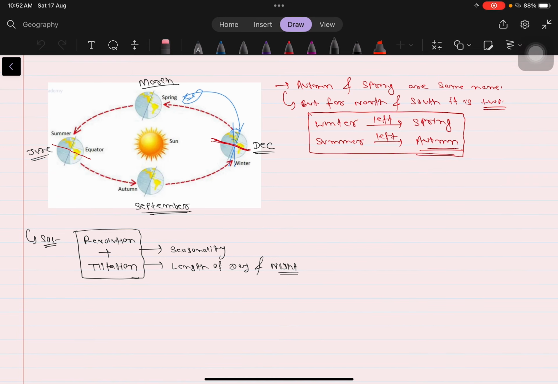So the seasonality, that is the change in season, and the length of day and night mainly depend on revolution plus the tilt of the earth. Without the tilt, this seasonality is not possible. So this is all about it.